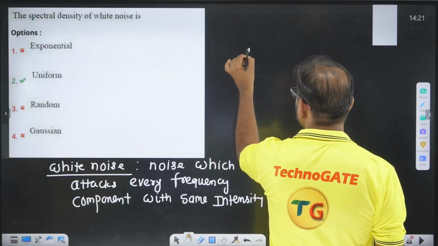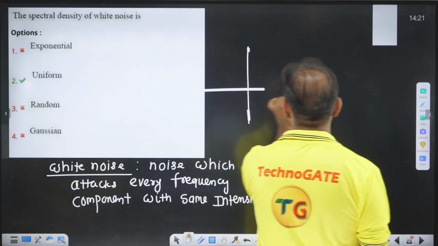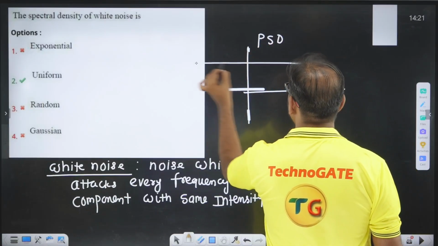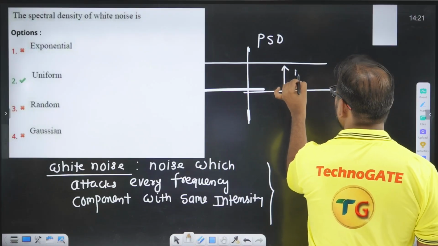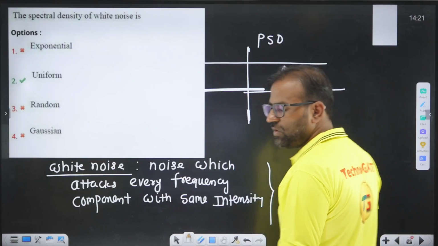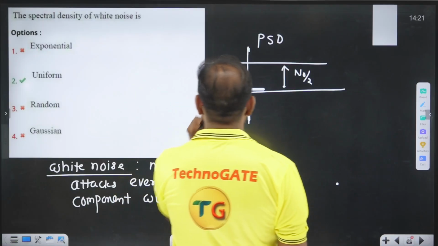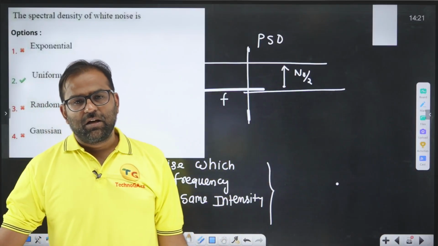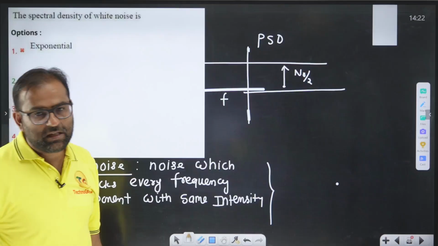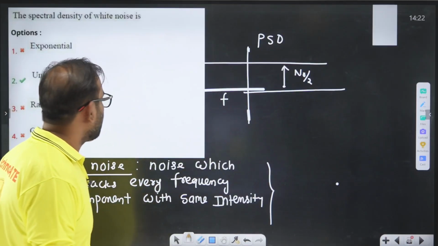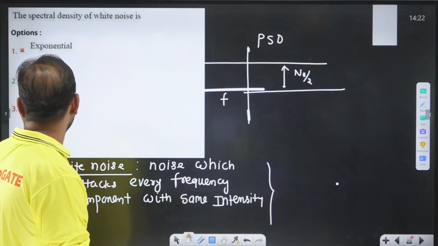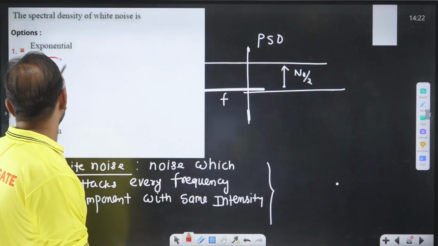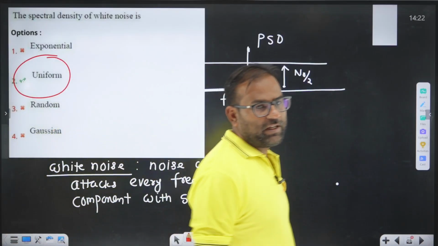So this is the power spectral density, and what is the power spectral density of white noise? It has a flat spectrum, because it comes from the definition. Power spectral density is the distribution of power with respect to frequency, and we can say white noise has a uniform distribution. The height of the power spectral density is N by 2. So what type of distribution do we have here? Uniform distribution.